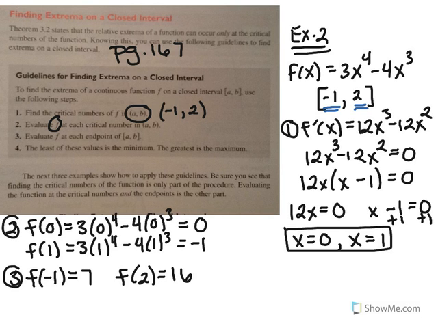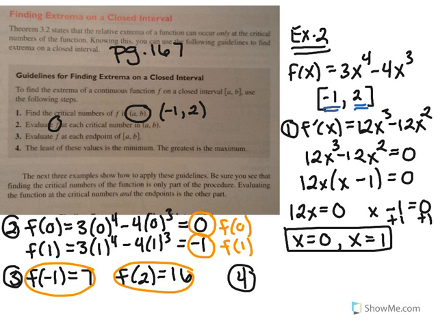Okay, so I'm going to make sure that I highlight all of these values here. So f of 0 was this guy right here. This is f of 0. This guy right here is f of 1. And then I have f of -1 is 7, and f of 2 is 16. Now, step number 4 says that the least of these values is the minimum. And that would be f of 1 right here. So that means 1 is my minimum.